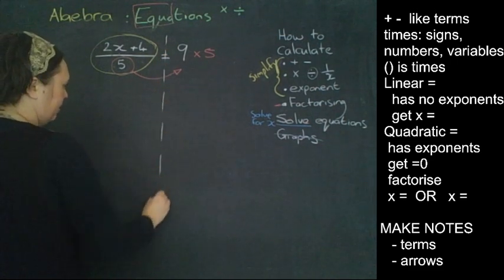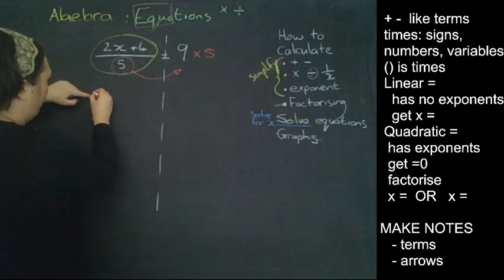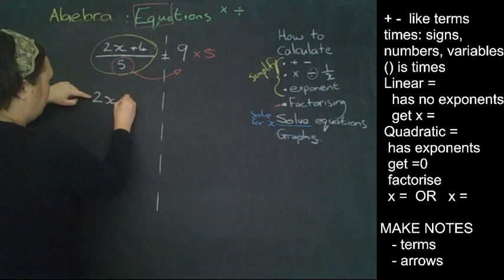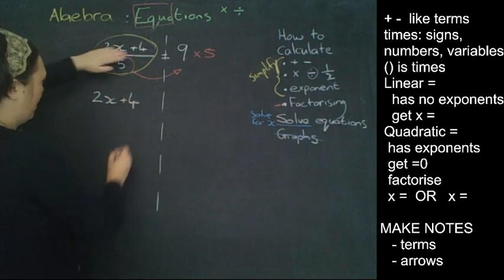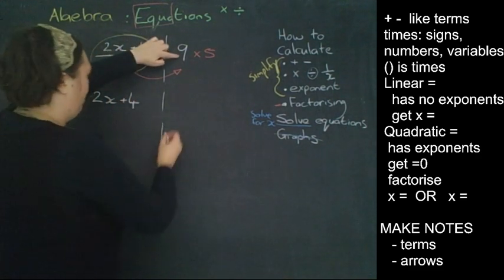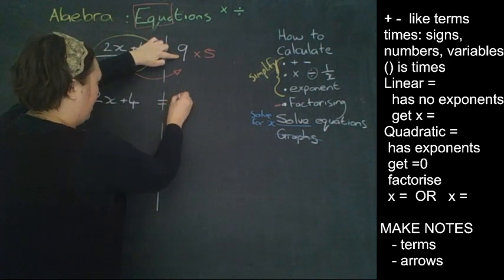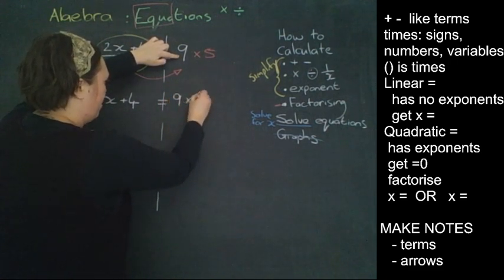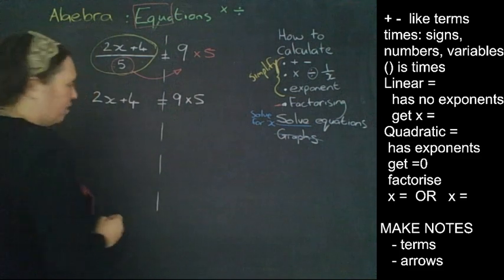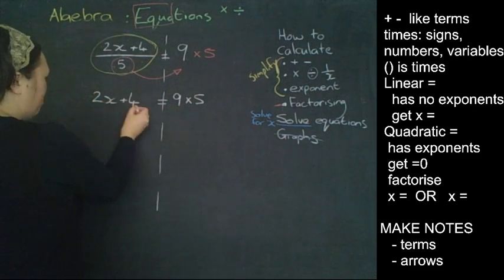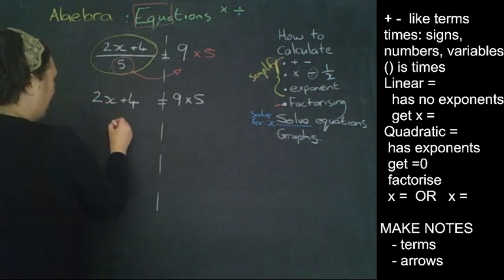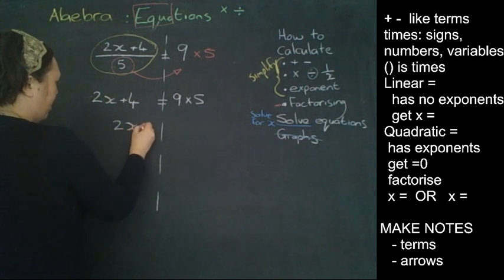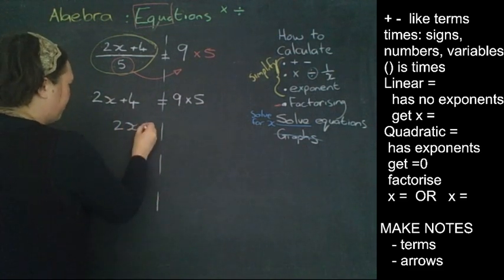Okay. So what have we got left over? Here we have 2x plus 4. That one's gone. Here we've got 9 times 5. Okay, so 2x plus 4, we can't do anything there. They're not like terms.